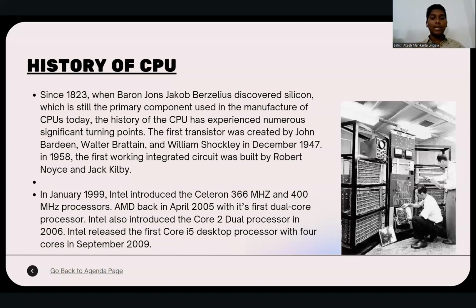In January 1999, Intel introduced Celeron 366 MHz and 400 MHz processors. AMD came out with its first dual-core processor in April 2005. Intel released the first Core i5 desktop processor with 4 cores in September 2009.